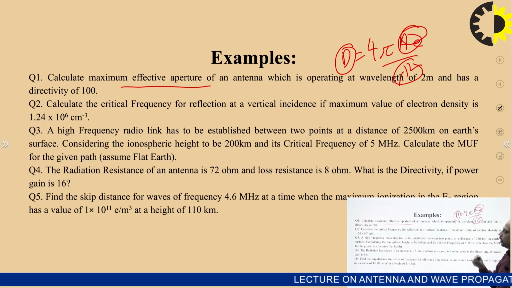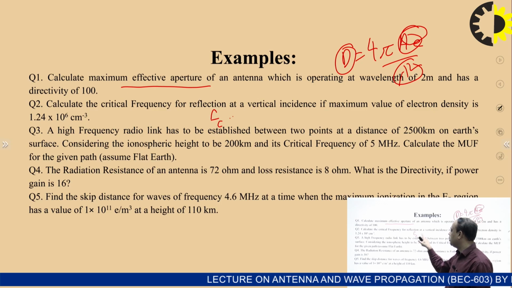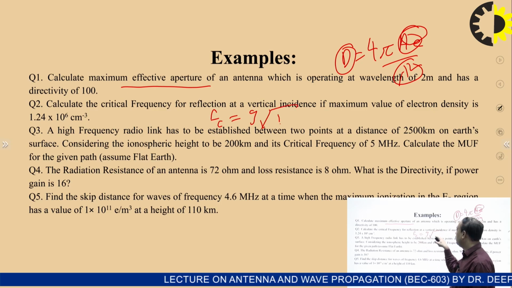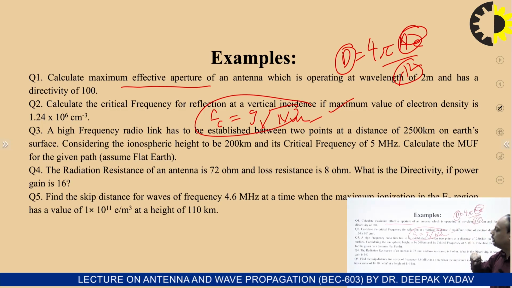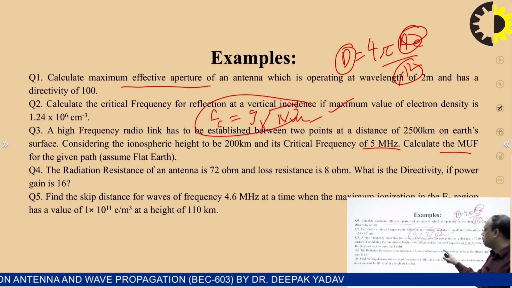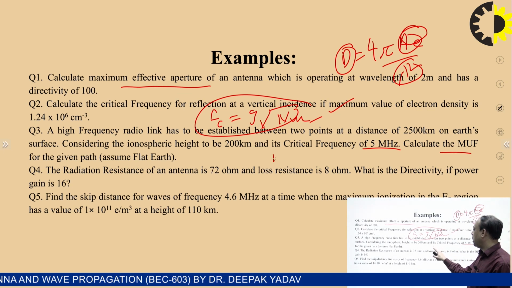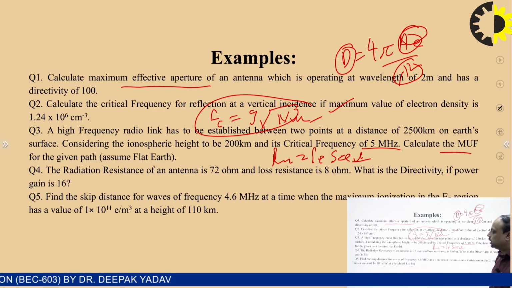For the critical frequency, it is 9 under root N max. For this, fc is nothing but 9 under root of N max. With the help of this formula, we can calculate this second numerical. The critical frequency is going to calculate the MUF. Then again we have the formula f MUF is equal to fc sec of i, where i is the incident angle.